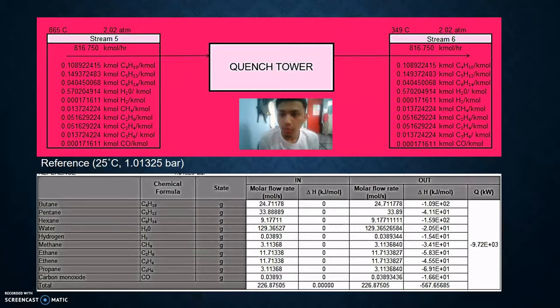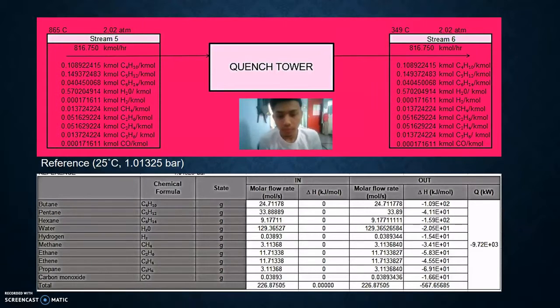So next I am going to explain about quench tower. Quench tower is the next unit after furnace. After furnace, the temperature is 865 degrees. Quench tower needs to cool down the stream from 865 to 349 Celsius. This is because if we want to enter the compressor, we need to lower down the temperature so that the compressor will not be damaged so much.